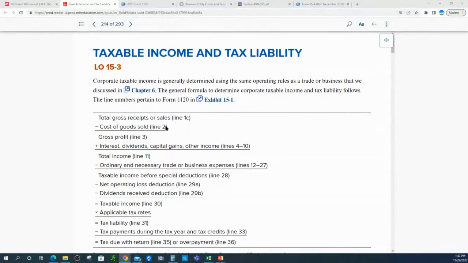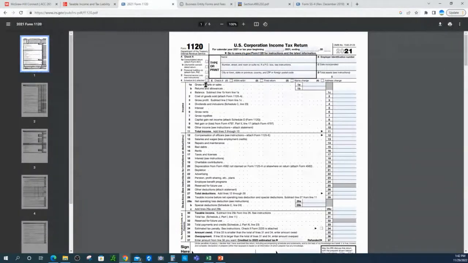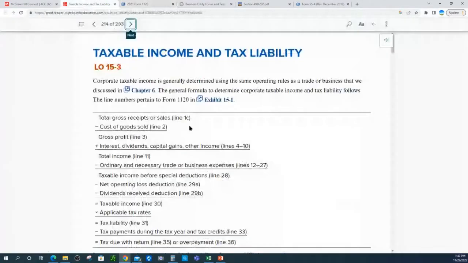So total gross receipts or sales minus cost of goods sold, that sounds familiar, right? And let's take a look at the form. So here's our gross receipts minus our cost of goods sold. And again, we would have a cost of goods sold calculation. There we've got a schedule for cost of goods sold. So that is the same to arrive at our gross profit. Then, now this is where it's a little bit different.